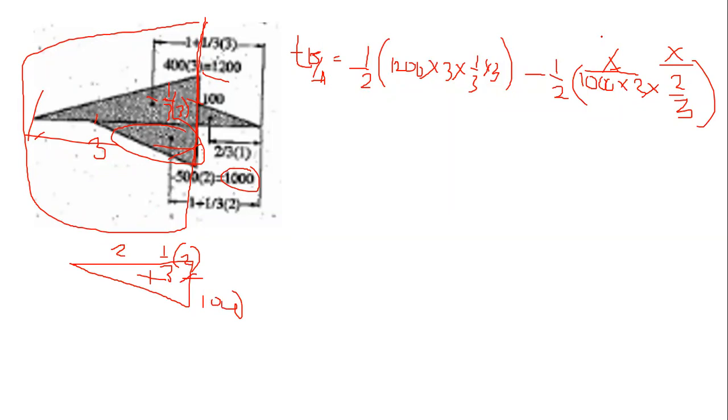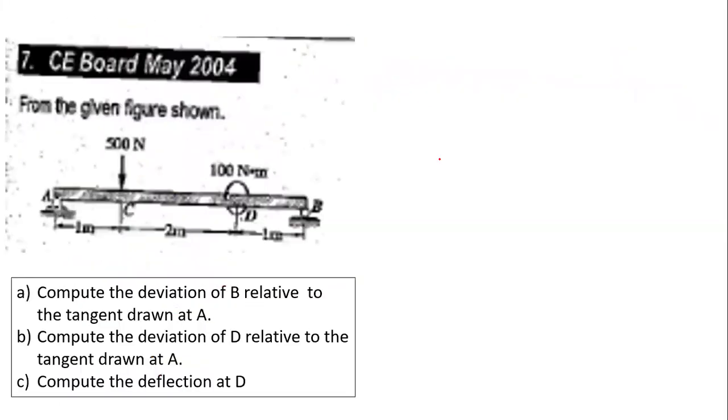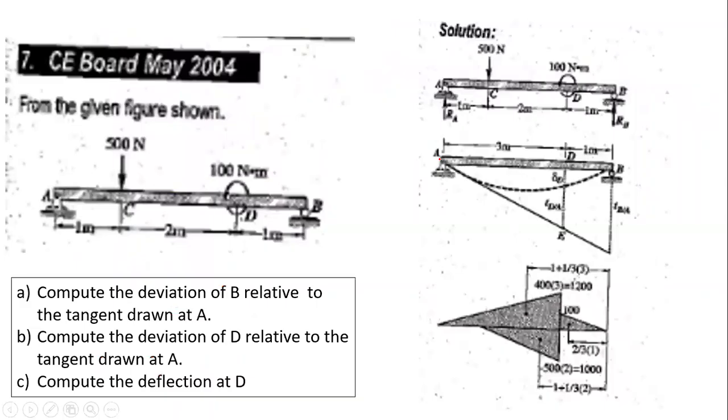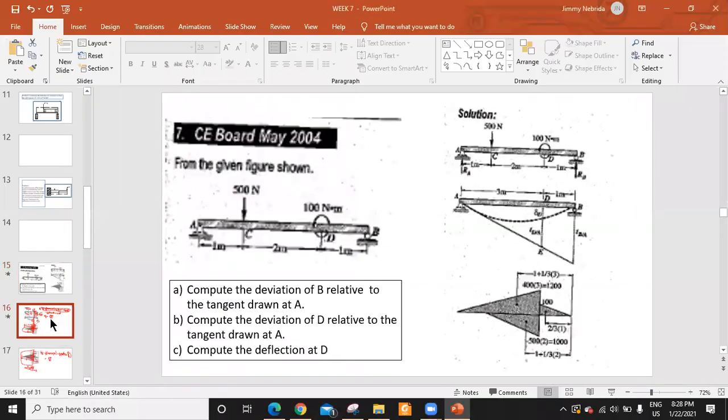1133. Okay. Deviation B from A is 1133 over EI. Okay. Next, ano yung sa question? Compute the deflection at D. Okay. Deflection at D. What's the deflection at D?